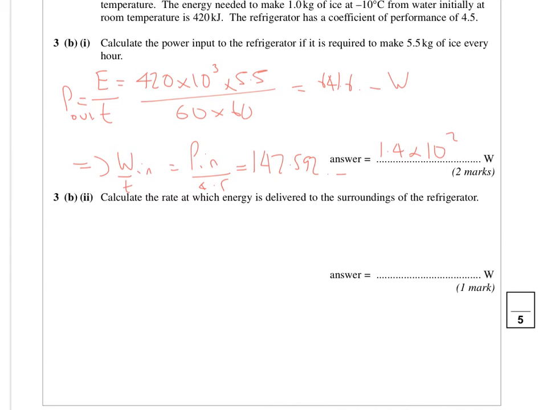Calculate the rate at which energy is delivered to the surroundings. So we need to work out essentially what the P out is. So using the first law of thermodynamics, we know that's going to be P in plus W. So that's going to be 641.6 plus 142.592, which is going to be, let's put that into the calculator, 5.5 divided by 60.